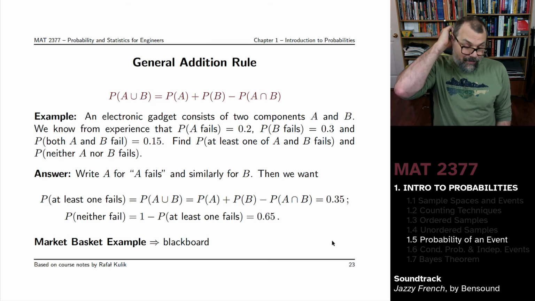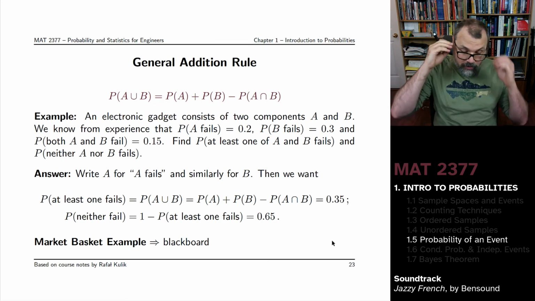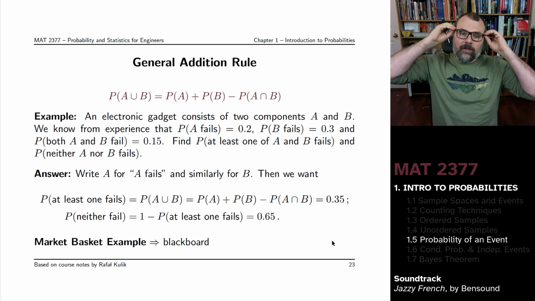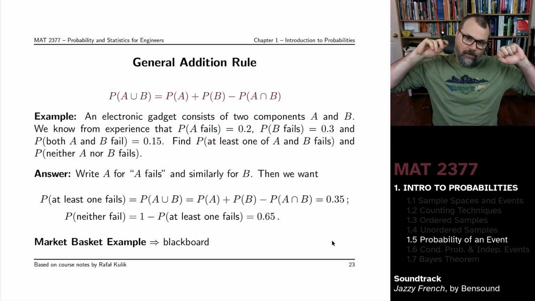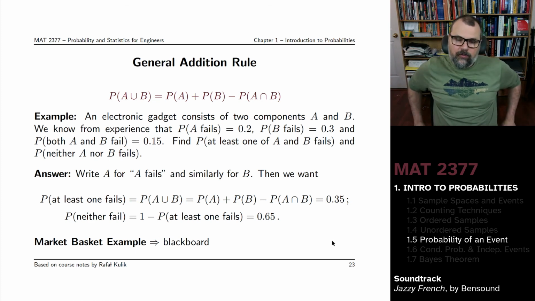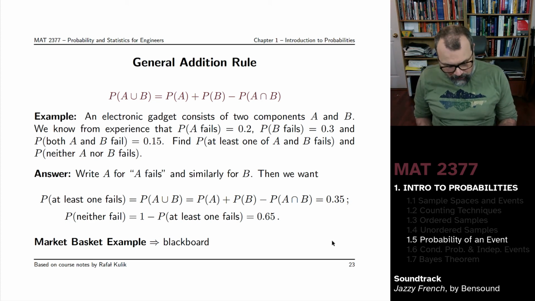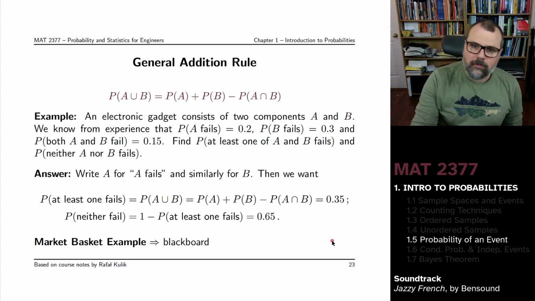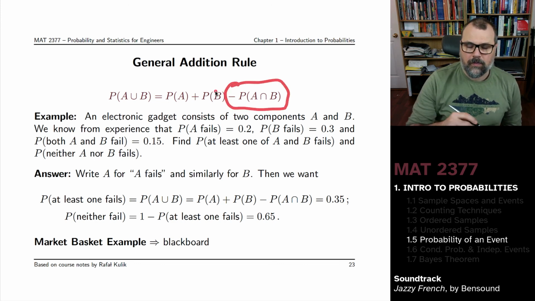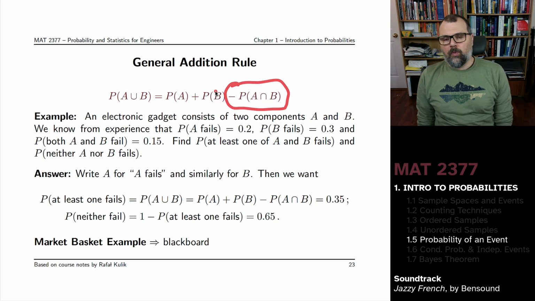But as it happens, the rule for computing probabilities when you have a union of events is very close to the rule that you get if the events are mutually exclusive. The only difference is that there's a special component here. Where does that component come from?